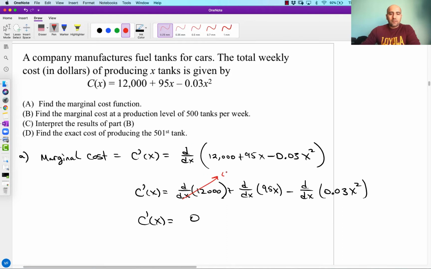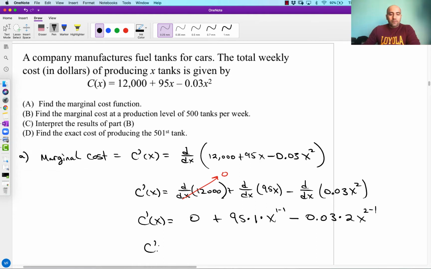So this is 0. Here we bring out the 95, and the derivative with respect to x of x to the power of 1 is just going to be 1. We can follow our power rule. This is equal to 95 times 1 times x to the 1 minus 1. Okay. Minus 0.03 times 2 times x to the 2 minus 1.